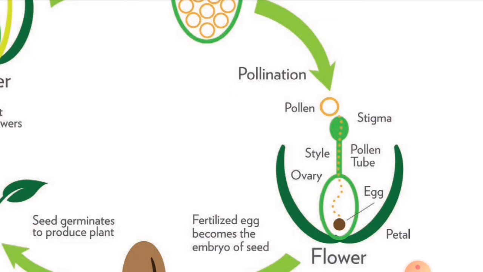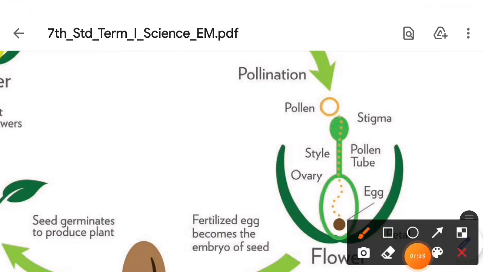And see the parts of your flower, children: style, ovary. See the egg portion, children, that is called the ovule. See the egg portion, children. This is called what?